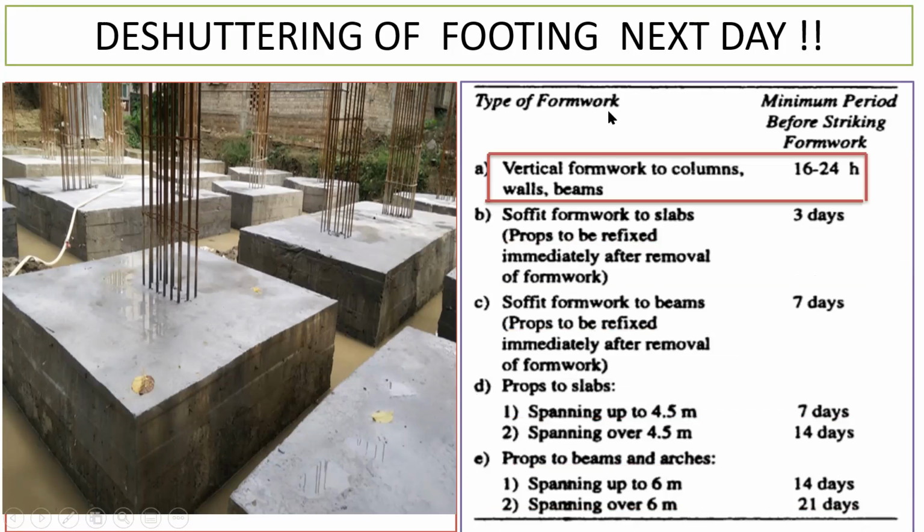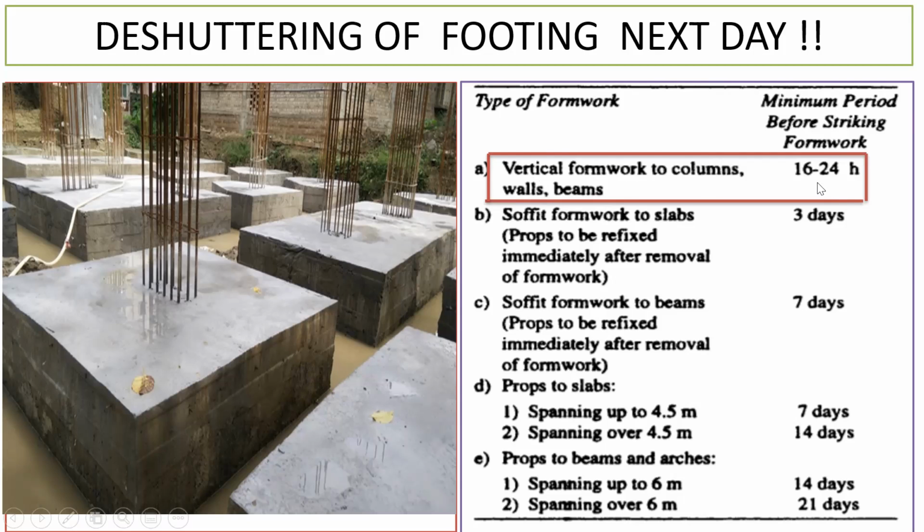So the type of the formwork, it's written here as vertical formwork to columns, walls, and beams. That means it's a vertical element that we have done for the footing, so that is why we consider this section only. That is vertical formwork to columns, walls, and beams. And what is written here? Minimum period before striking the formwork. That is how many hours or how many days is required before taking this shuttering out.